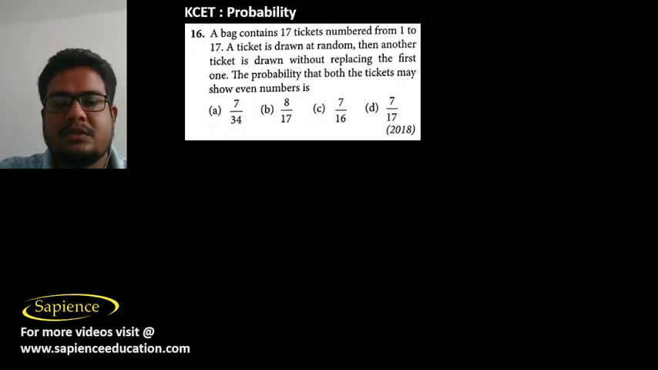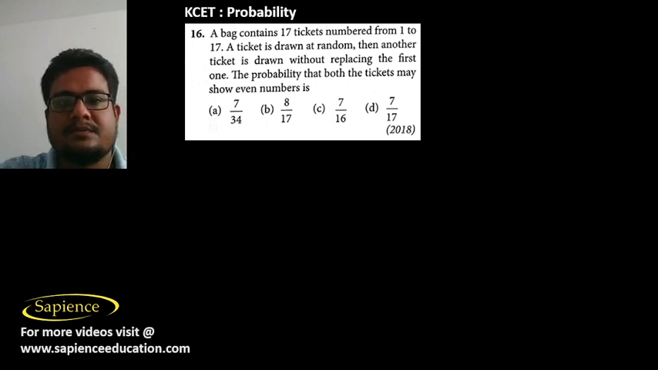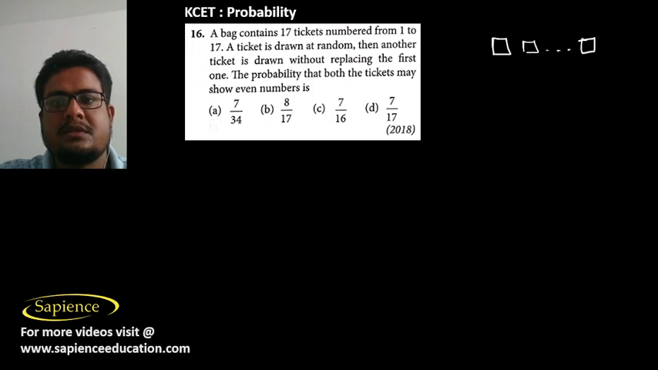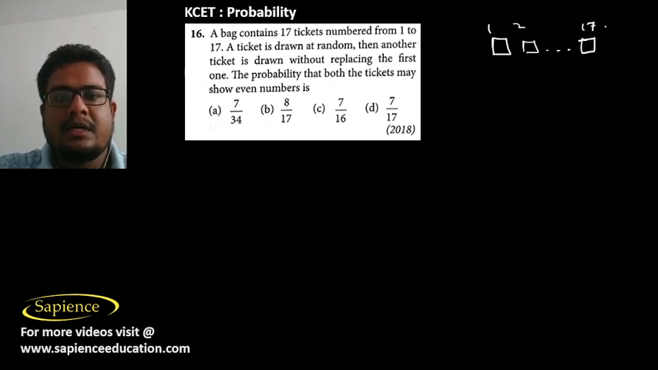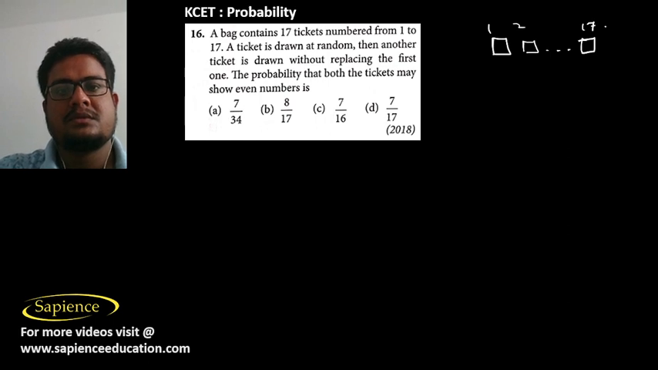Then in question number 16, it is told a bag contains 17 tickets numbered from 1 to 17. A ticket is drawn at random, then another ticket is drawn without replacing the first one. The probability that both the tickets show even numbers.